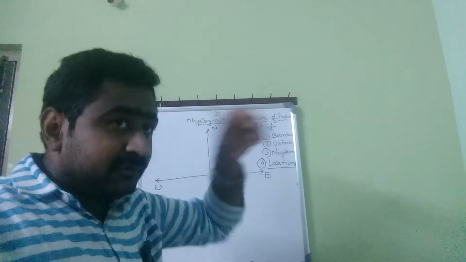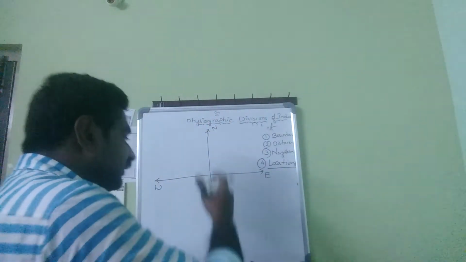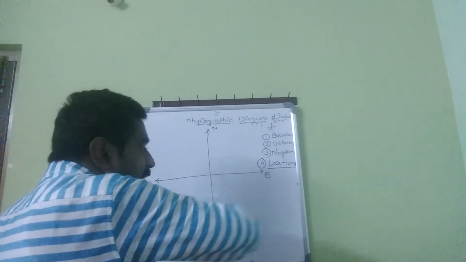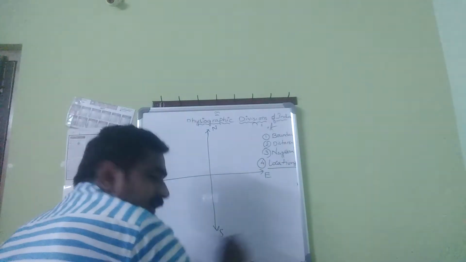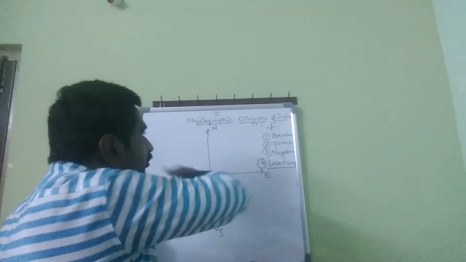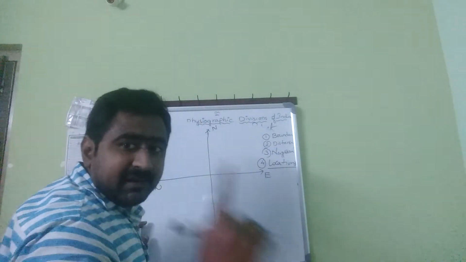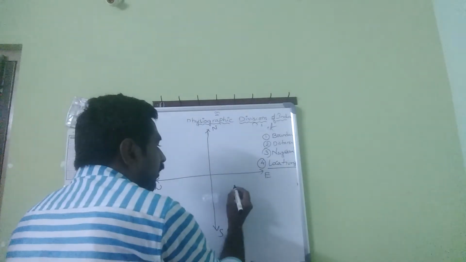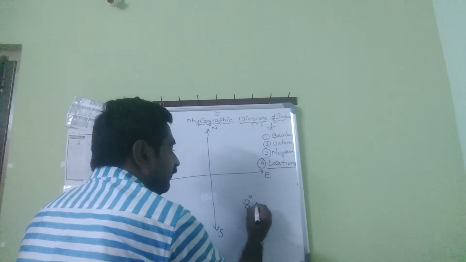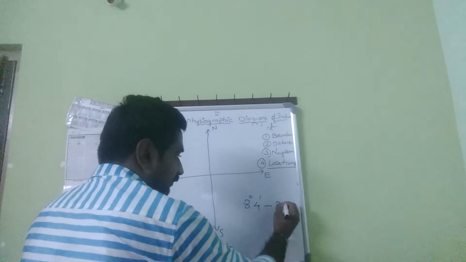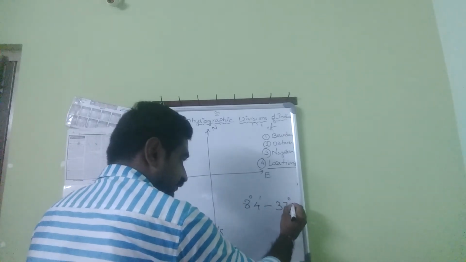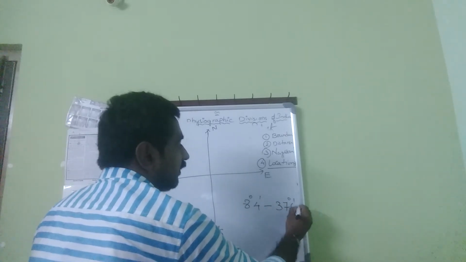Okay, for example, just now I told you that latitudes are nothing but horizontal lines, means they will start from here. So the same way India is located in between the latitudes of 8 degrees 4 minutes to 37 degrees 6 minutes north latitude.